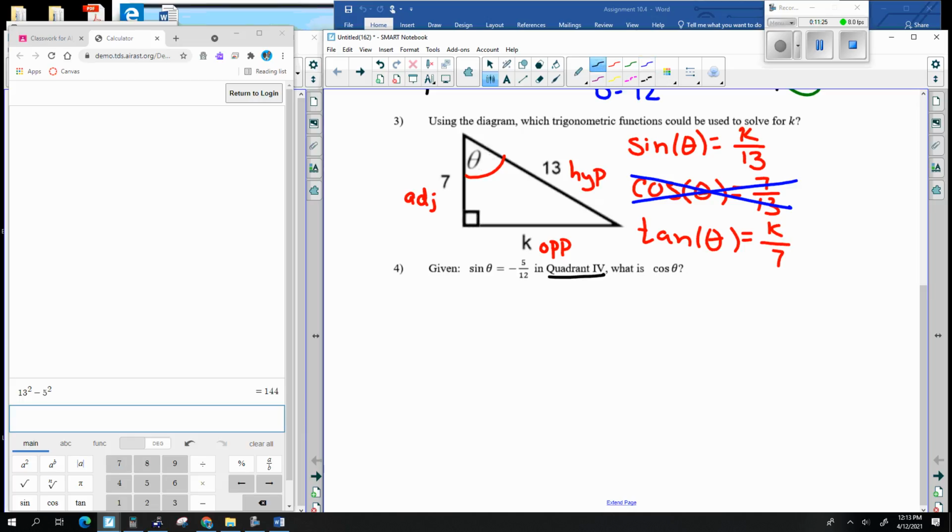All right, here we go. Quadrant 4. Opposite, hypotenuse. Let's solve for the missing side.